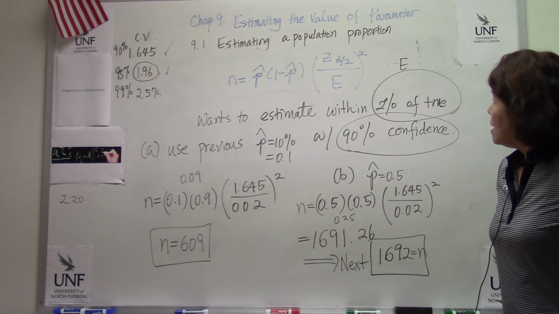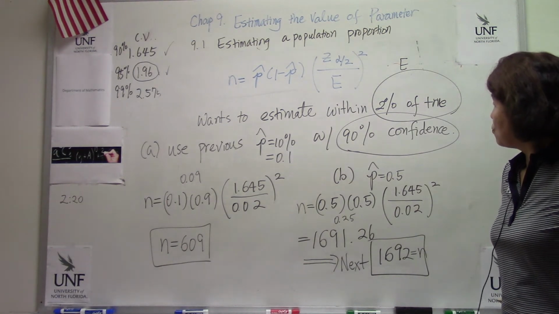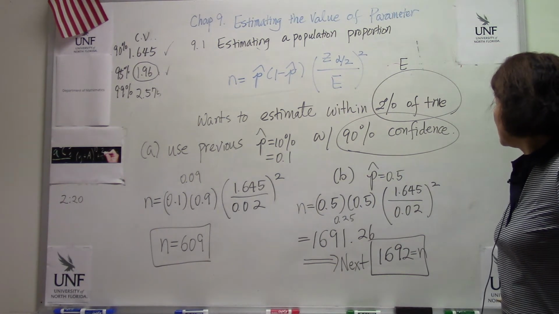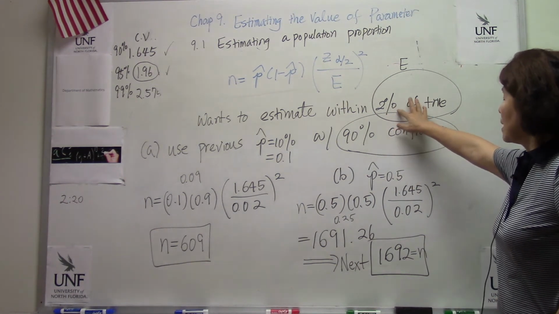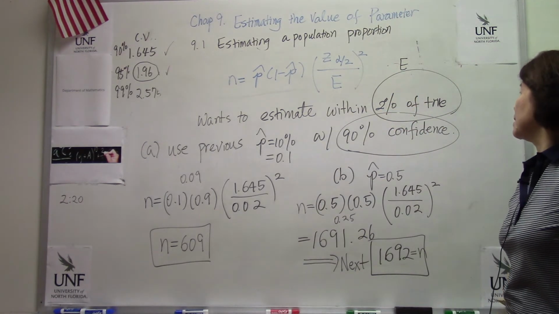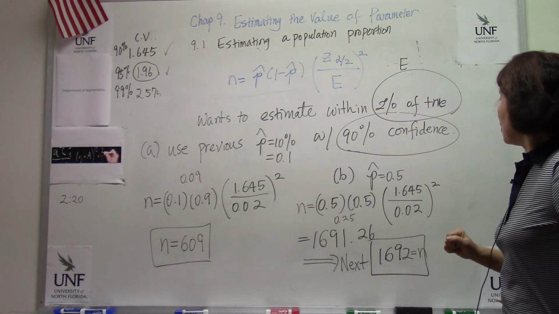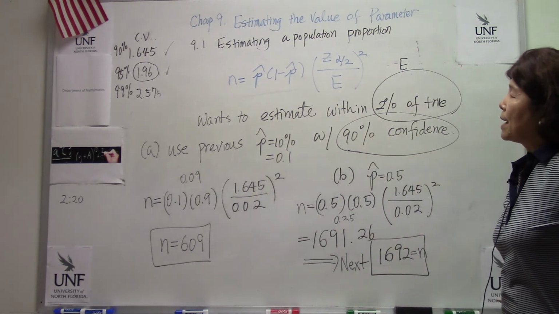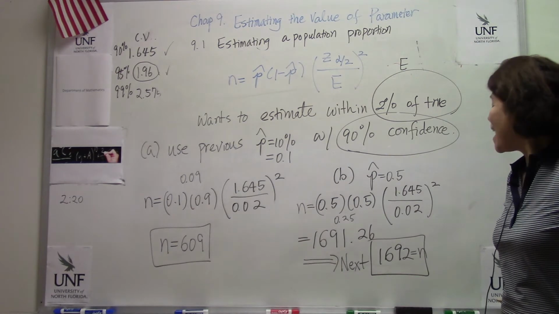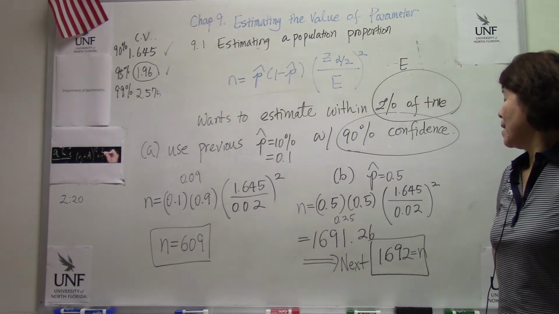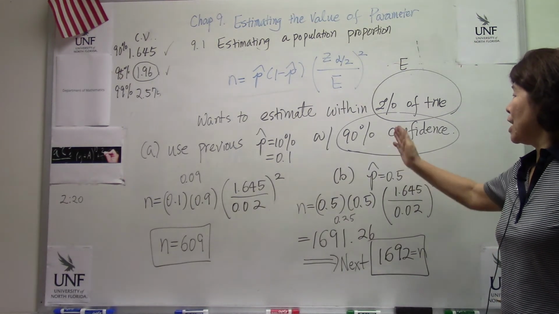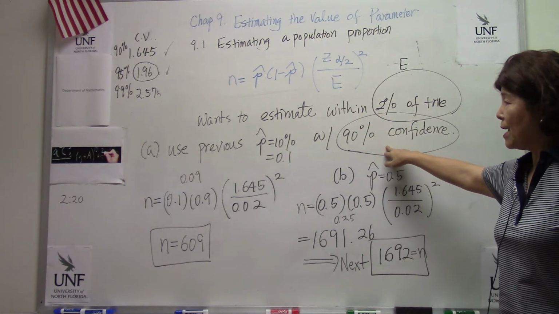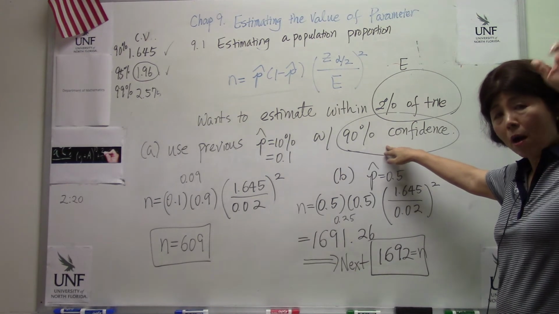Okay. Well, let me ask you a question. The economist wants to estimate this within the margin of error, let's say still 2 percentage points, but the confidence level is going to go up to 99%. Once the economist changes the confidence level to 99%, what's going to happen? The sample size is going to go up or down?